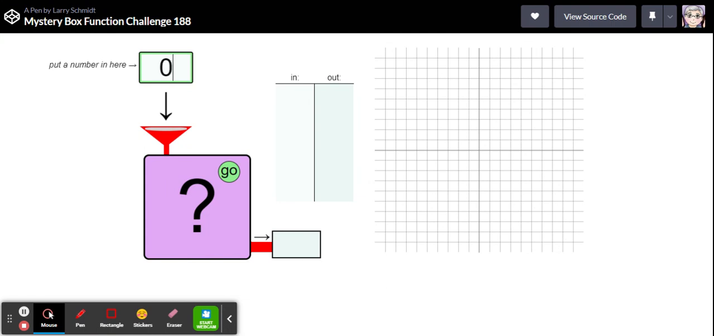Alright, let's put in a 0. So 0 gives us 0, how about 1? Okay, so 1 gives us something close to 1, looks like a non-repeating decimal, so maybe a square root function, maybe trigonometry. Let's look at 2. So we've gone up and then down, so this is starting to look like trig.